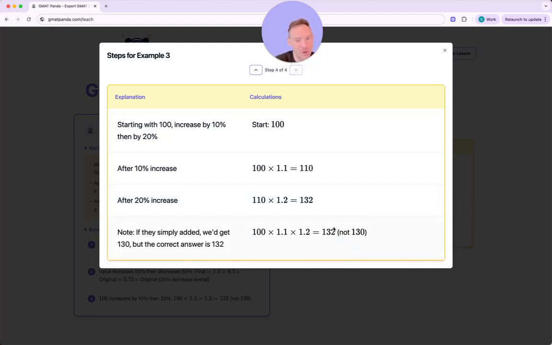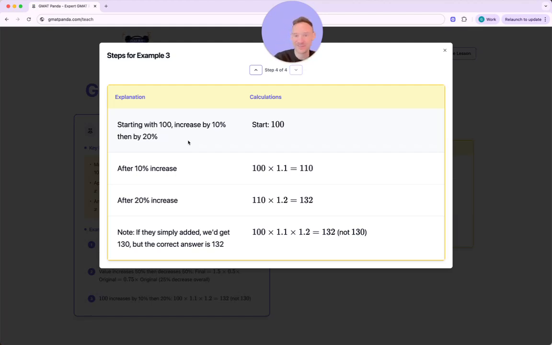And 132 is actually 32% more than the initial amount. So here again, we've increased by 10% and then by 20%. The equivalent of that is not a 10 plus 20% increase. So it's not a 30% increase, but it's actually a bit more than that.